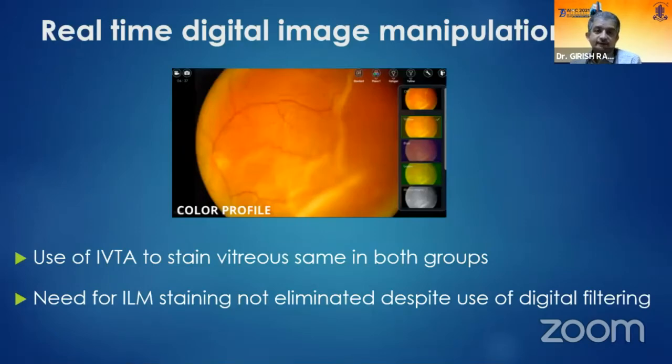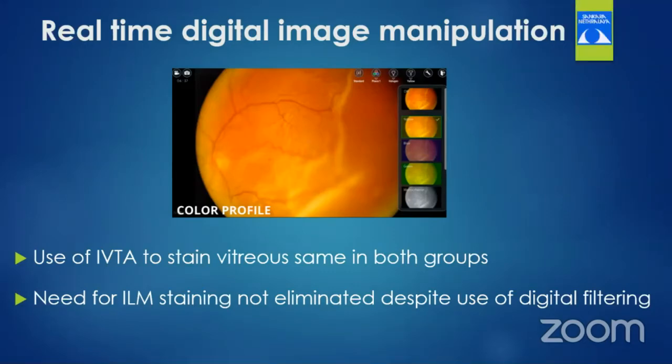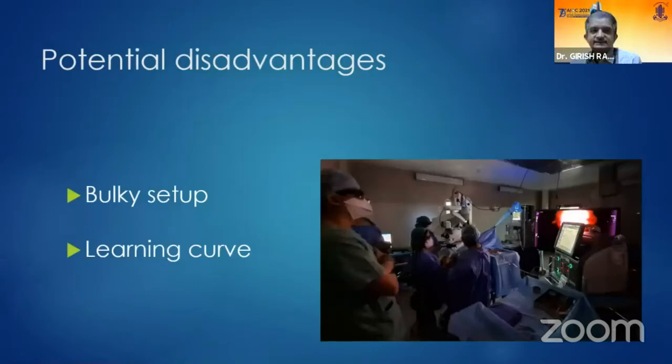We have a theoretical advantage of all the filters, whether it's blue, green, yellow, with this digital image manipulation. But what the Wills Eye study showed is that between the two groups, there was no difference in the use of dyes, either the IVTA to stain the vitreous or the need of dye itself for the ILM staining. So it does show that this is still a work in progress.